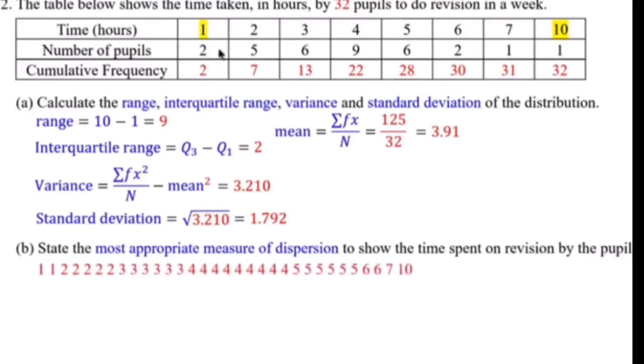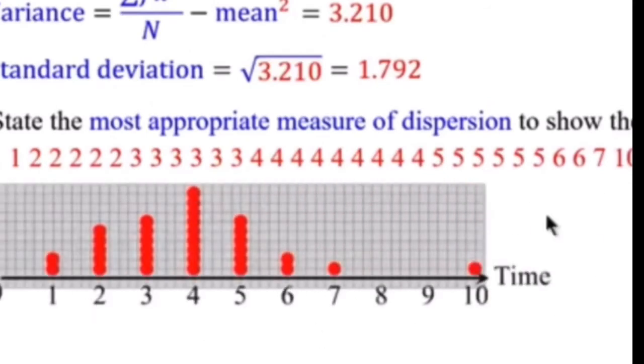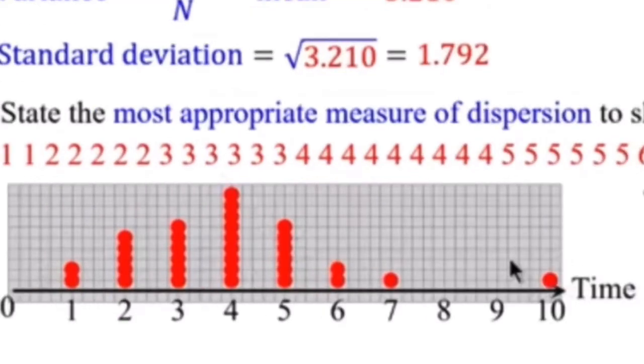If you draw the dot plot, still remember, we list out all the numbers with the frequency. So we have 1 repeated twice, 2 repeated 5 times, 3 repeated 6 times, 4 repeated 9 times, 5 got 6 times, 6 got 2, 7 got 1, and 10 got 1. If you list out all the numbers and sketch a dot plot, it seems like there is an extreme value. We didn't go into detail and do calculation, but we just assume that 10 is an extreme value.